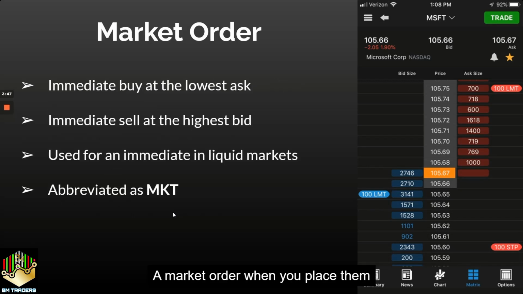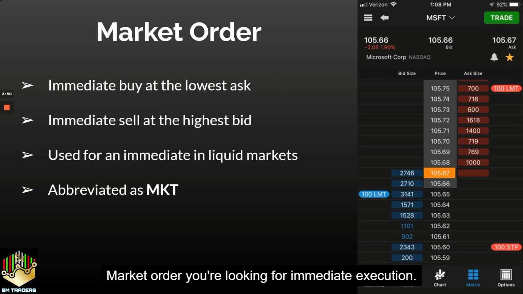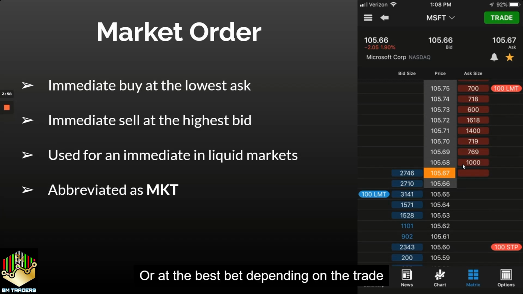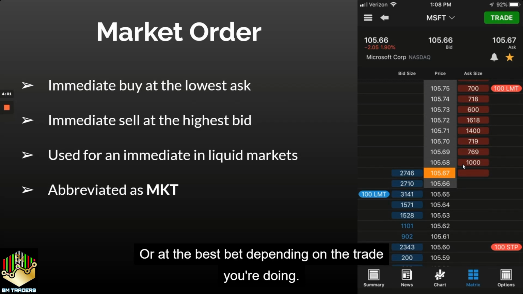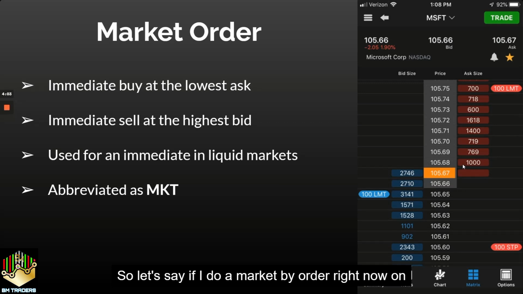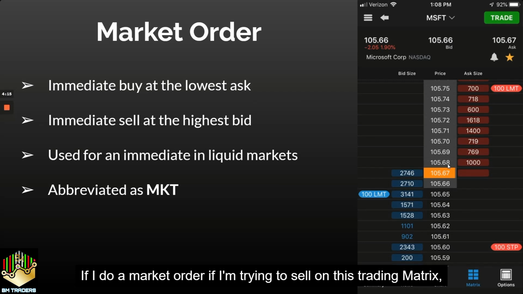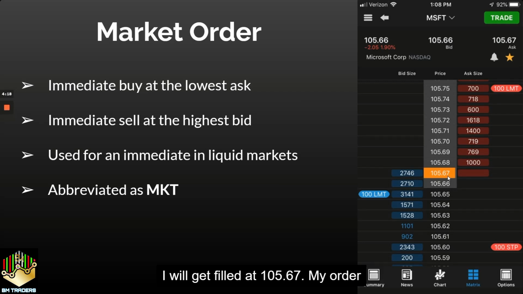A market order. When you place a market order, you're looking for immediate execution. You will get filled at the best offer or at the best bid, depending on the trade you're doing. So if I do a market buy order right now on this trading matrix, I will get filled at 105.68. I will end up buying there. If I'm trying to sell on this trading matrix with a market order, I will get filled at 105.67. My order will immediately execute. They're abbreviated as MKT for market orders.